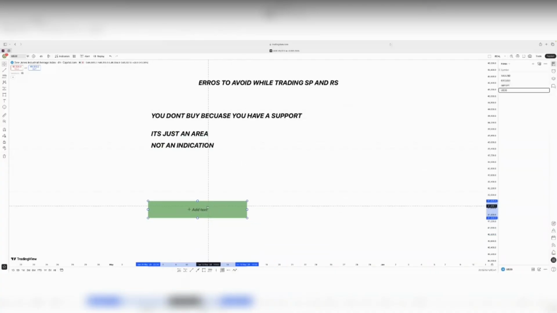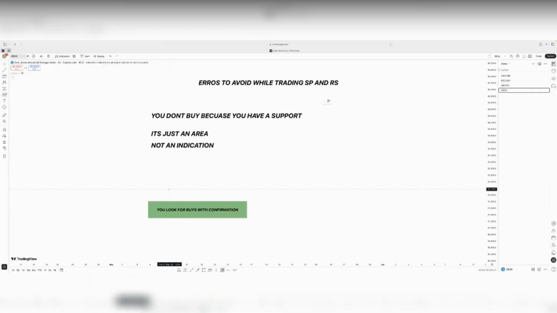I hope you are getting it. At support zones, you look for buys with confirmation. It is an area where you look for buys with confirmation. You just don't press buy immediately price gets to your support just because it's a support zone. No, you don't do that. You wait for your confirmation.